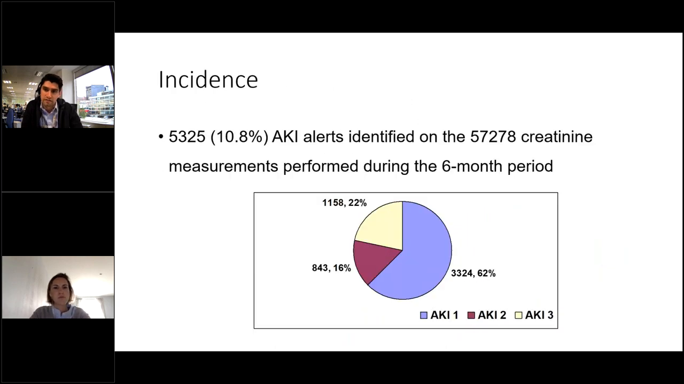And it showed that in 57,000 creatinine measurements, there were 5,000 AKI alerts. So that's 10% of those creatinine readings had an AKI. And the majority of them, you can see 2/3 were AKI stage 1, and another 1/3 almost was AKI stage 2 and 3.